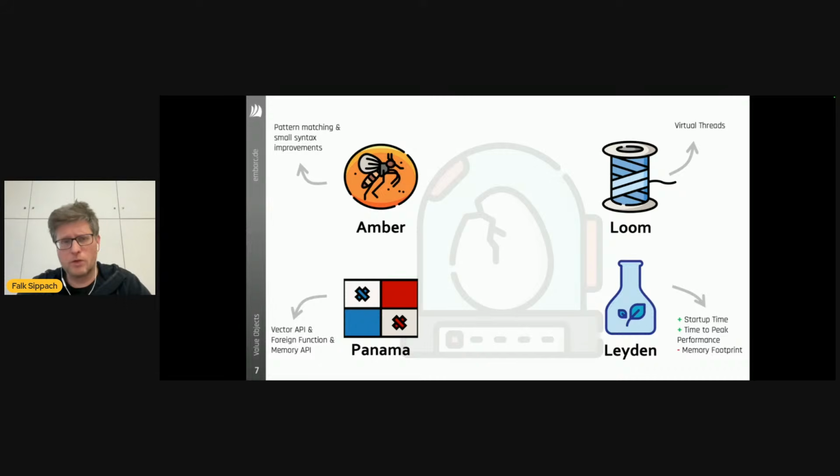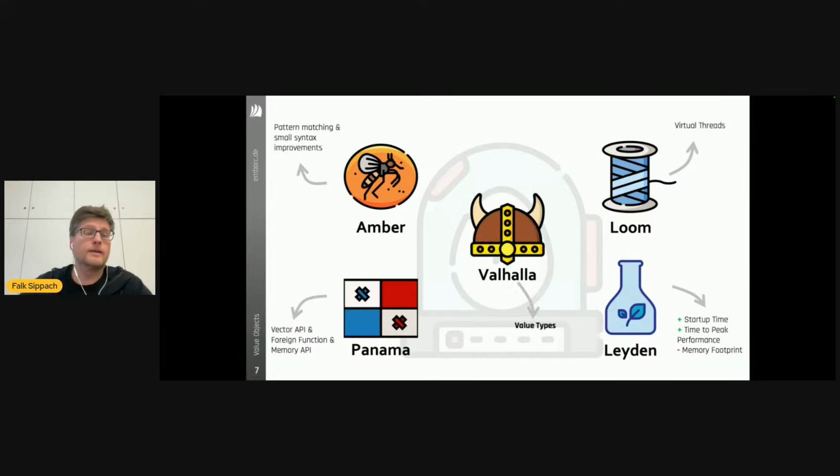Then there's Project Loom with the virtual threads and Project Leiden with different initiatives for faster startup time, time to peak performance and less memory footprint. And there are value types or value objects, which are implemented in Project Valhalla.